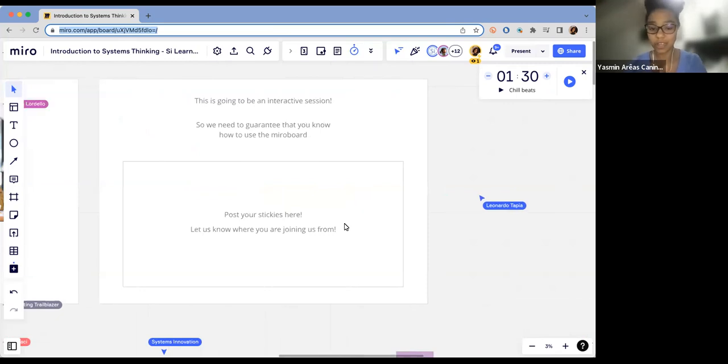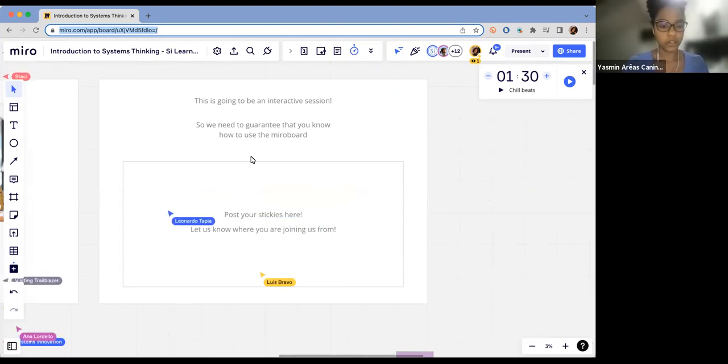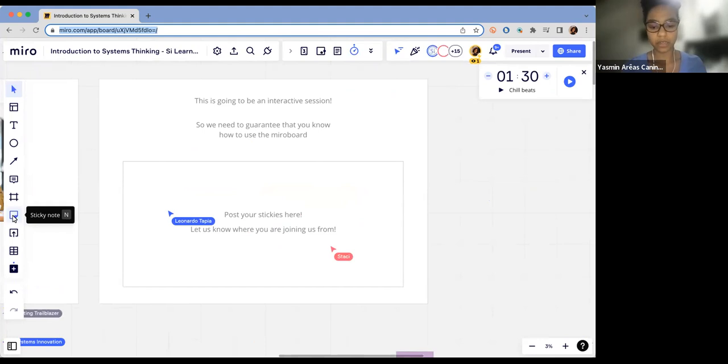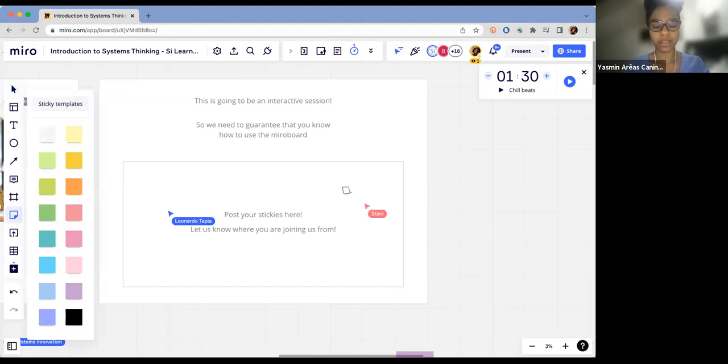Before we start, I wanted to have a moment just to see if you are okay with using the Miro board. And if not, this is going to be a good moment for you to practice. Since this is going to be an interactive session, it's good for you to understand some basic stuff that we're going to be using today. Here on the left-hand side, you have this menu, and you can find the sticky note here. You can click on this sticky note and just drag your mouse to the center of this square.